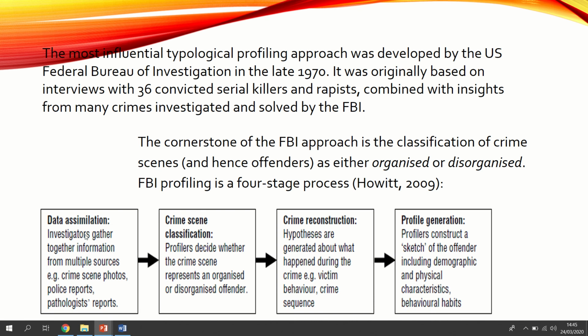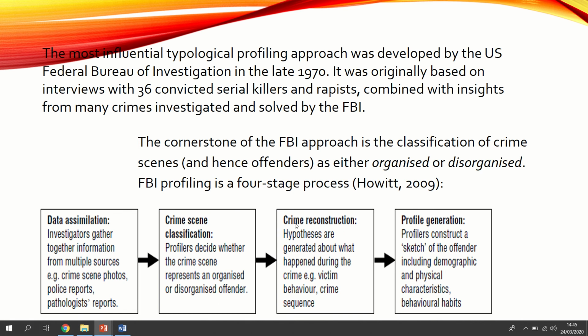Data assimilation is very, very similar to the 5 stages that we just looked at. The first 2 stages, which are profiling inputs and decision processing, are what they're doing in the first stage of data assimilation, which is investigators gathering information. Then it's crime scene classification, whereas in those 5 stages the third one was crime assessment. For this, they've got crime scene classification. Are they organised or disorganised offenders?